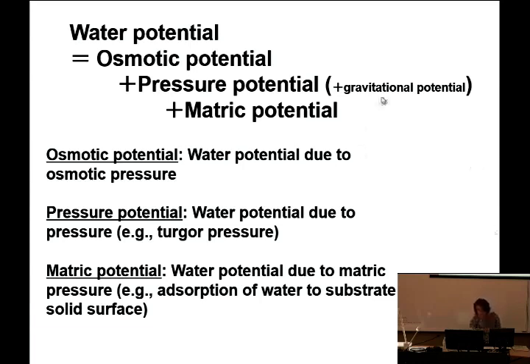Another one is the gravitational potential. For example, with a water column, a high position and a low position, water moves from top to down, and that's a gravitational potential. But in a plant system, usually the water potential difference is over a very small region. We are looking at, for example, leaf and air, which are close across the boundary layer. So gravitational potential is ignorable. That's why we don't pay too much attention to gravitational potential in a plant system.